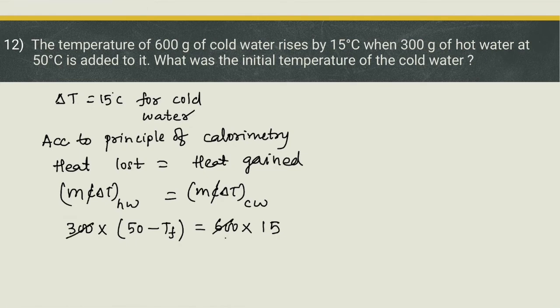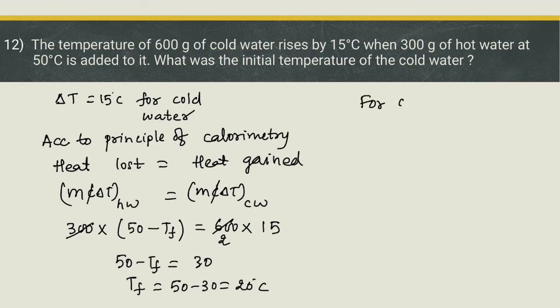So 300 times 2 is 600. 50 minus TF is equal to 30, and hence TF is equal to 50 minus 30, which is equal to 20 degrees Celsius. So the final temperature of the mixture is 20 degrees Celsius. So this final temperature is applicable to cold water as well.